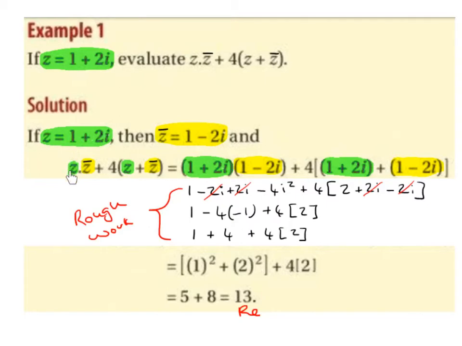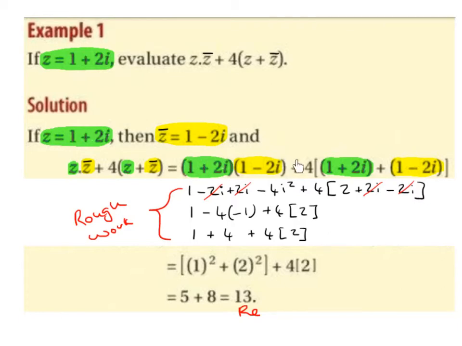So z times the conjugate of z will be 1 plus 2i multiplied by 1 minus 2i. Then we're going to add on 4 with large brackets or square brackets. And we're going to have z, which is 1 plus 2i, plus the conjugate of z, which is 1 minus 2i.